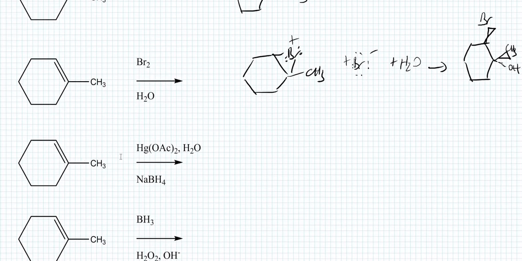In the next question, we have an alkene. Here we have mercury acetate, water, and sodium borohydride. This is an oxymercuration-demercuration reaction. What is oxymercuration-demercuration reaction? Basically, we are going to add water to the double bond according to Markovnikov rule. So let's write the product without going through the details of reaction mechanism. We have here cyclohexane. This will be methyl, and hydrogen will be added here, and OH will be added to this carbon according to Markovnikov rule.